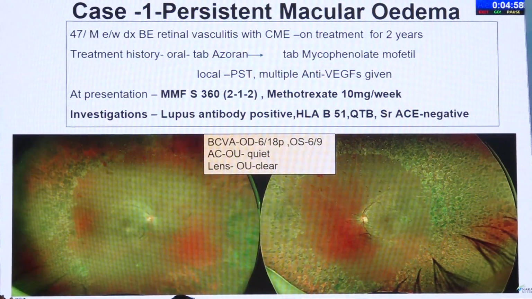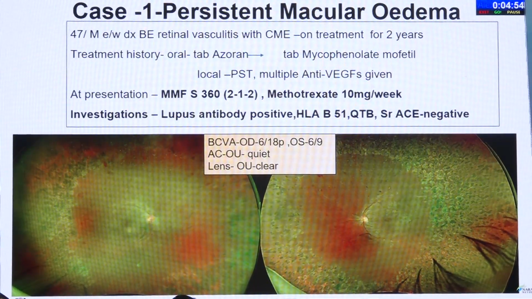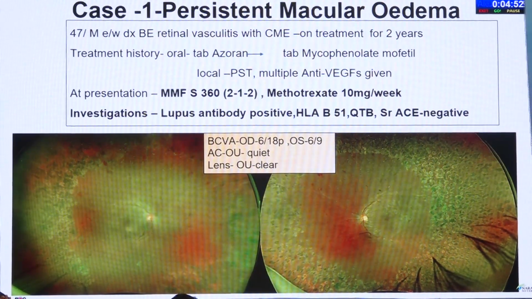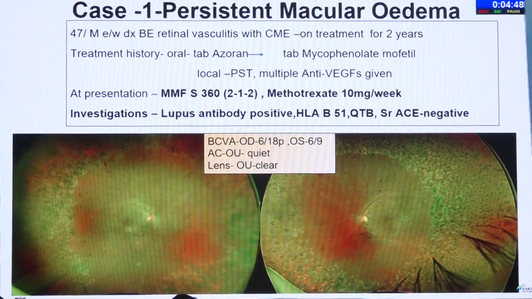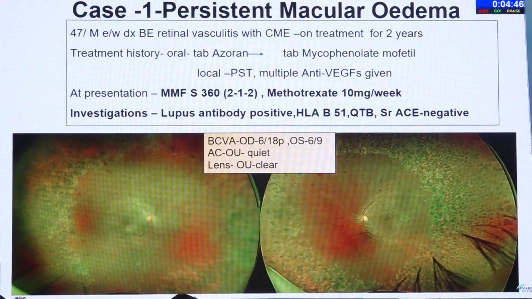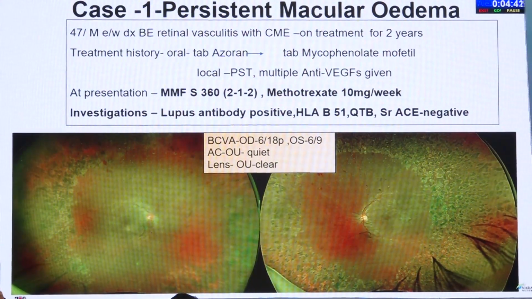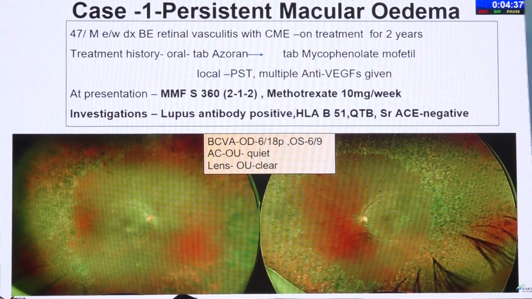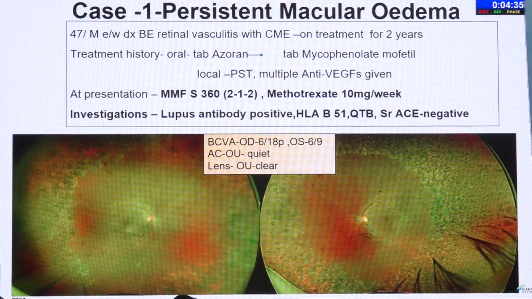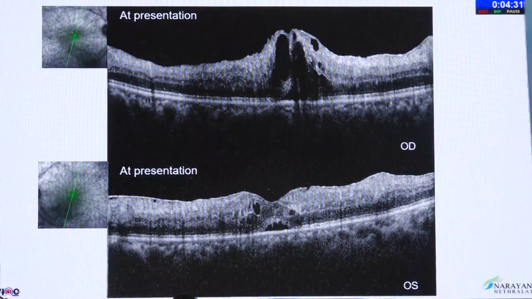When we investigated what the reason was, the lupus antibody was positive, whereas other investigations were negative. This is a clinical picture. The visual acuity at presentation was 6/18 in the right eye and 6/9 in the left eye. The anterior segment was quiet and the lens was clear. We could see vitreous haze, posterior vitreous detachment, and focal areas of vasculitis with chorioretinal laser marks in both eyes.